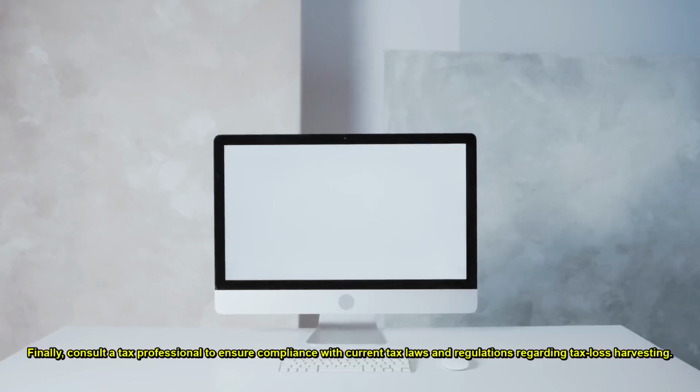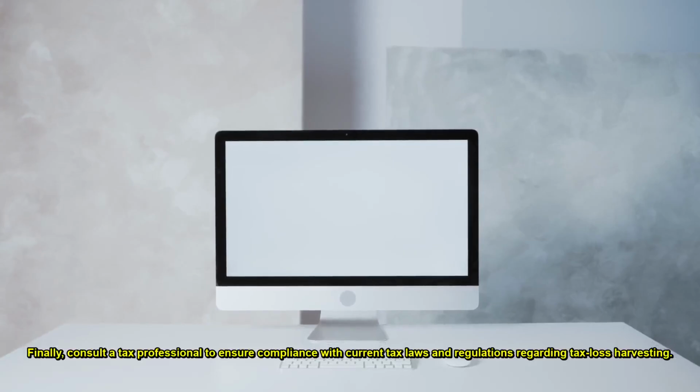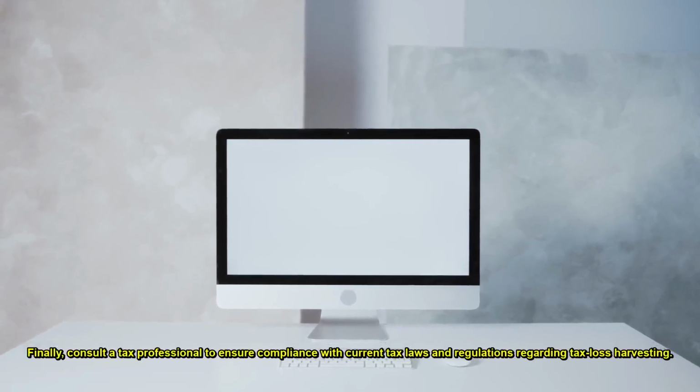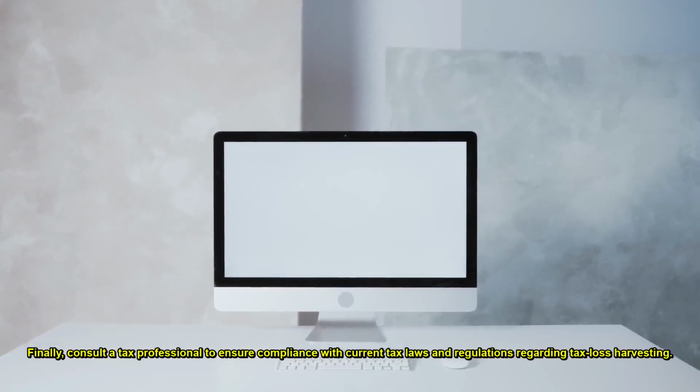Keep detailed records of your trades and losses for tax reporting purposes. Finally, consult a tax professional to ensure compliance with current tax laws and regulations regarding tax loss harvesting.